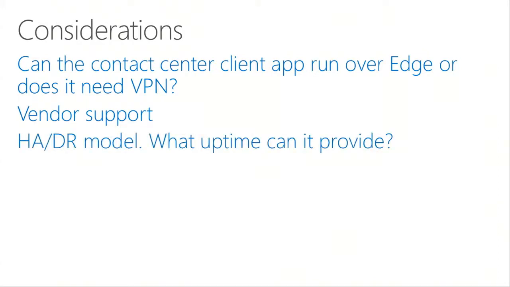Have a look at the high availability and disaster recovery model. What kind of uptime can the solution provide? Is it active-passive? Is it a hot standby? What kind of functionality can they provide across sites to keep that contact center up and running? Because we've got a lot of great HA and DR built into the core Lync platform, but we should be able to provide like-for-like HA and DR capabilities in the contact center piece as well.